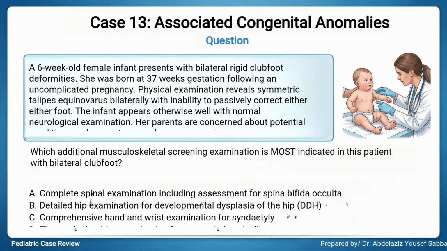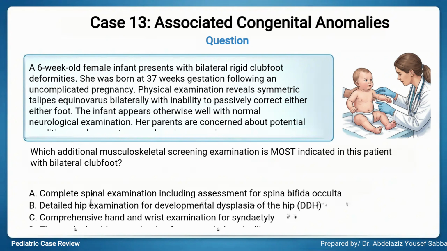She was born at 37 weeks gestation following an uncomplicated pregnancy. Physical examination reveals symmetric Talipes Equinovarus bilaterally with inability to passively correct either foot. The infant appears otherwise well with a normal neurological examination. Her parents are concerned about potential associated conditions and request comprehensive screening.